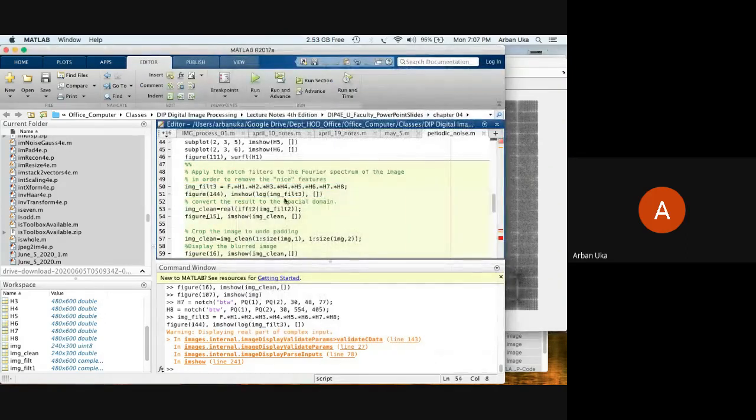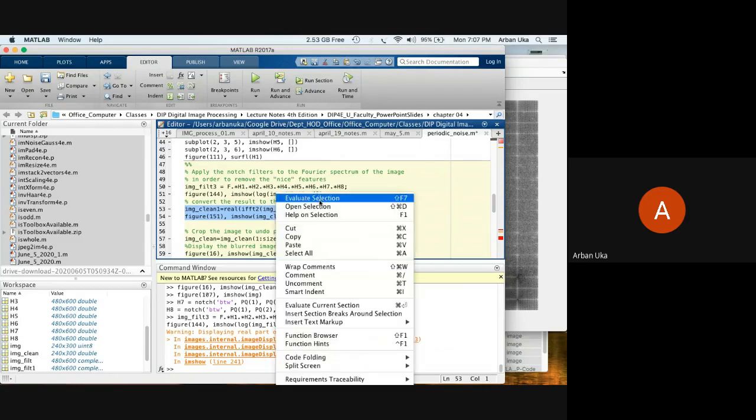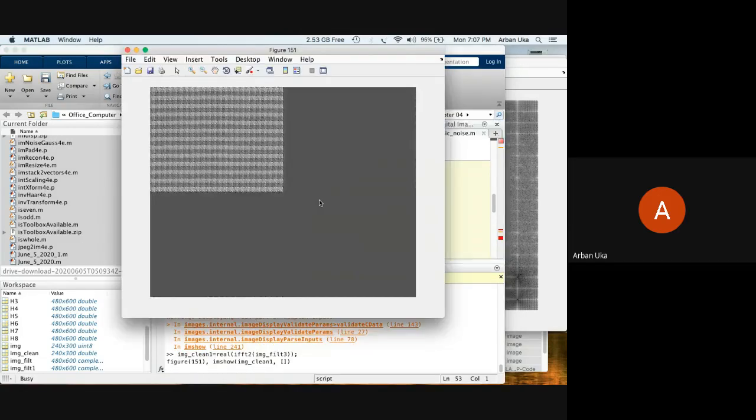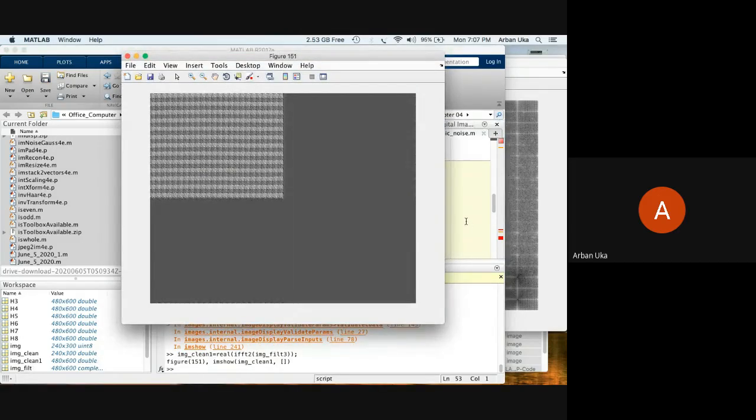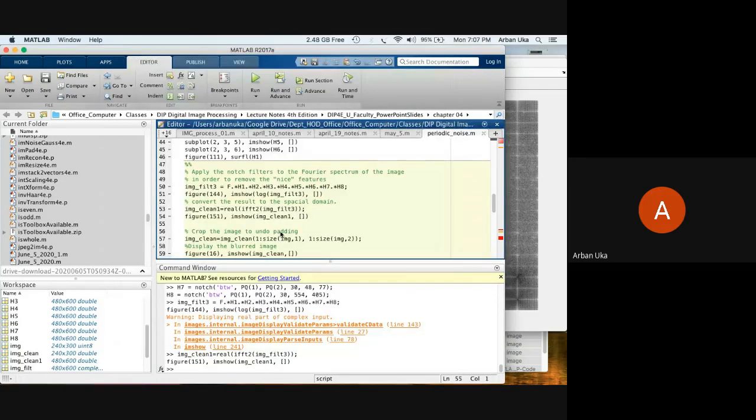So this is image filter 3. And let's calculate this image filter 3, image clean 1. Let's call this one image clean 1. And let's plot this on figure 151. Okay, so it looks like we have not removed much. This is image clean 1.